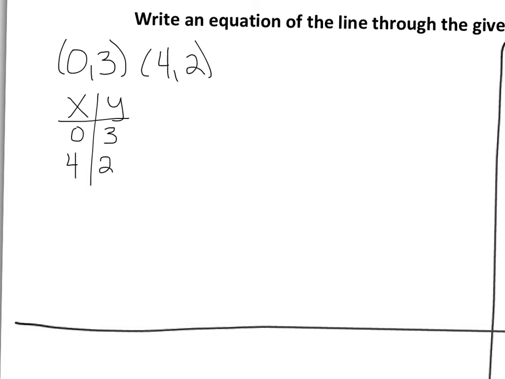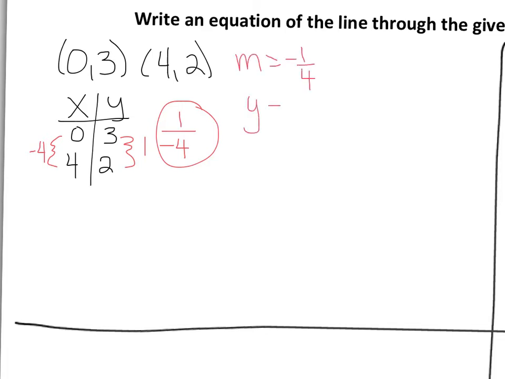And remember, slope is rise over run, or the change in y over the change in x. So if I look at the change in my y-coordinates, 3 minus 2 gives me 1, 0 minus 4 gives me -4. We put the y over the x. So the slope of the line through these 2 points is -1/4. Okay, so I have one of my pieces of information, but here's the thing. I still need to find this y-intercept here.